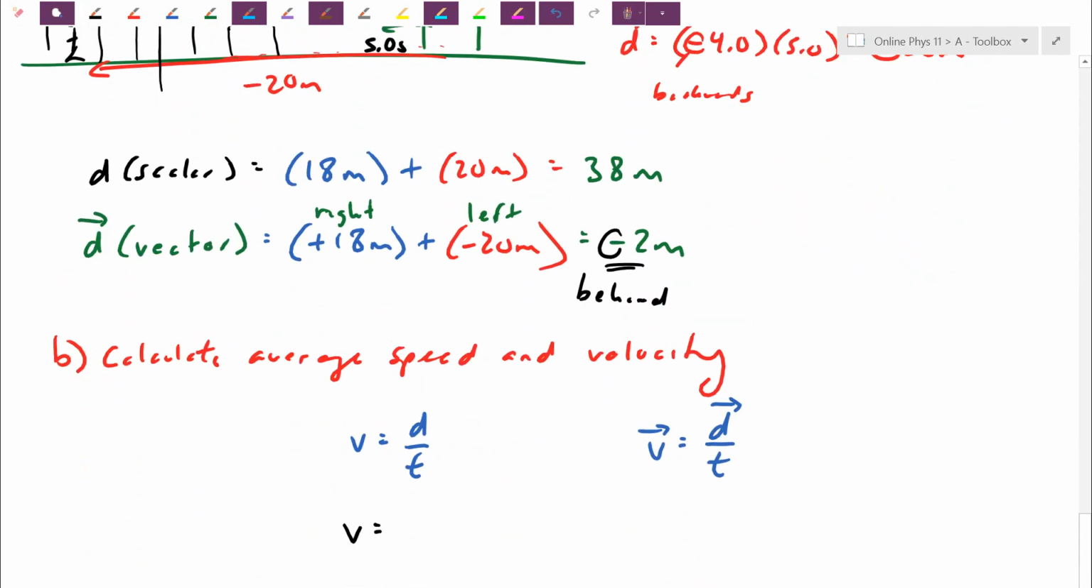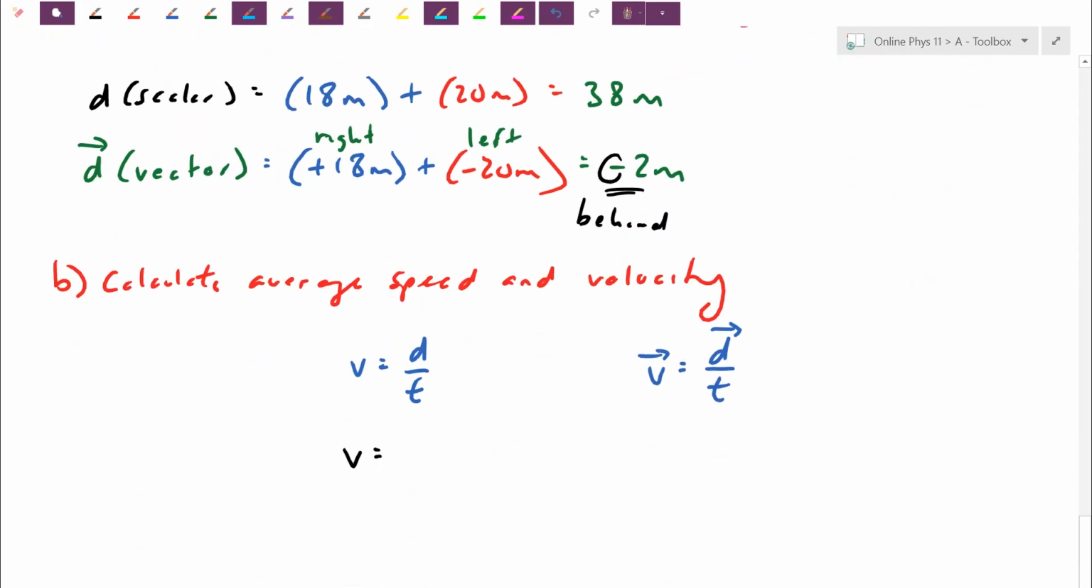What we're going to do is easier because we actually have the distance. I traveled 38 meters in 8 seconds. Sure, some of it was at the fast speed, some of it at the slow speed. My average speed is 38 divided by 8. This gives you 4.75 meters per second, or 4.8 meters per second.